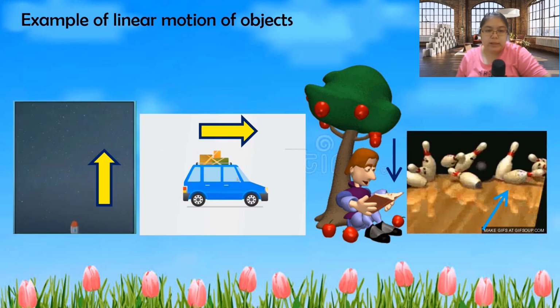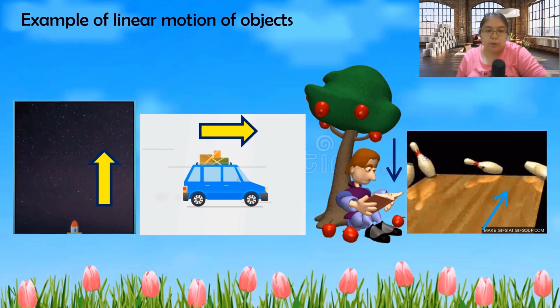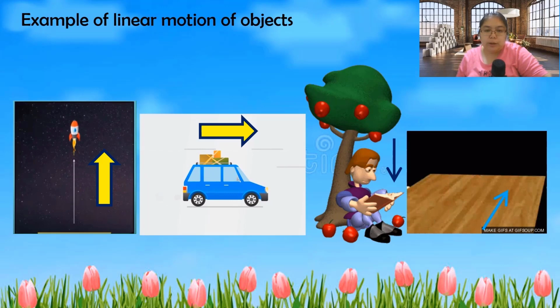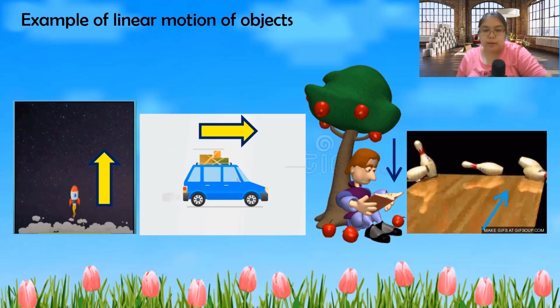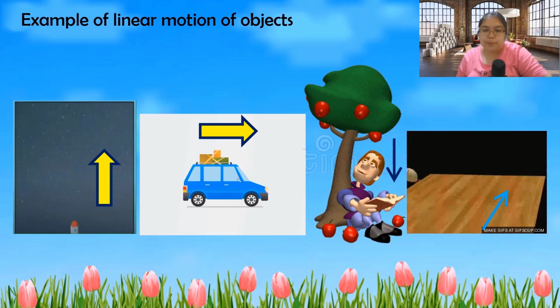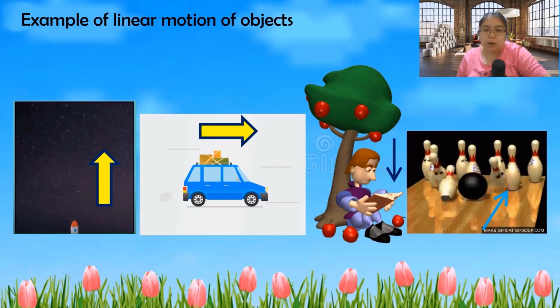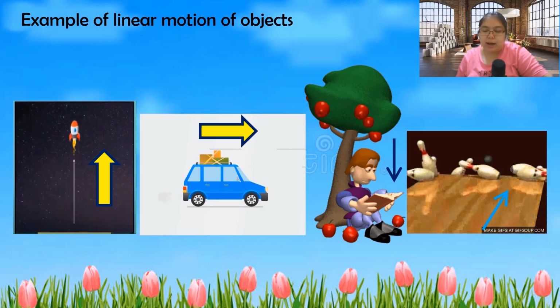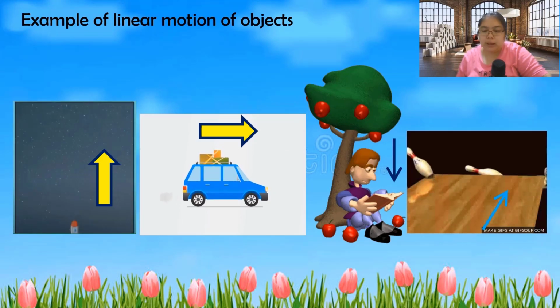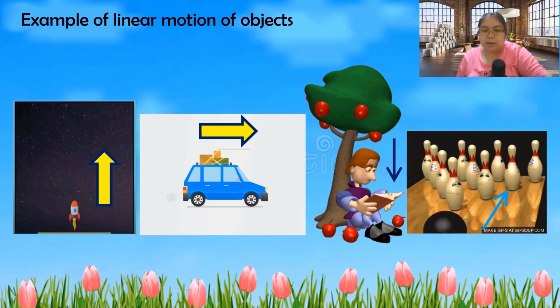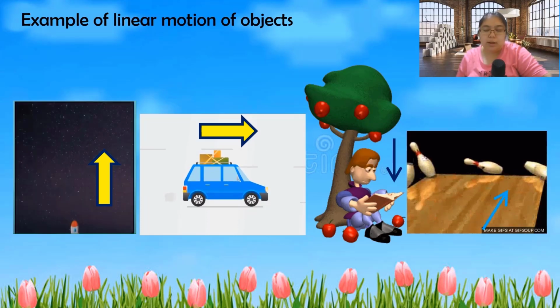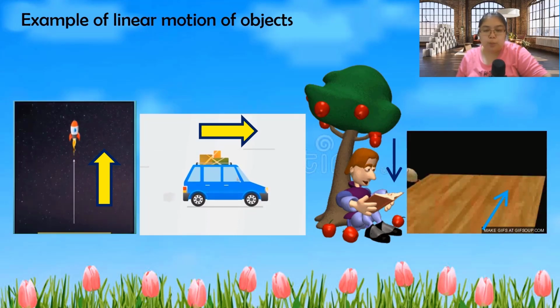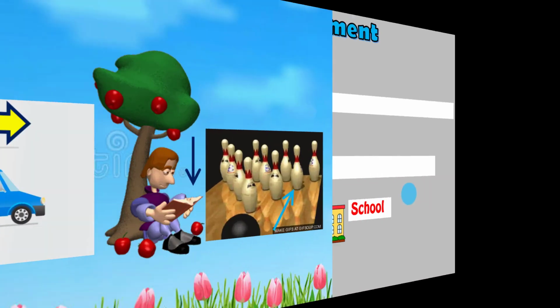For the first diagram, they show the rocket. It goes straight upwards. Then we see the car moving to the right, also in one direction, to the right-hand side. Then the apple falls downwards. The last one is a ping pong ball, hit so it goes in a straight line. So all of these are examples of linear motion. The object just moves in one straight line direction.